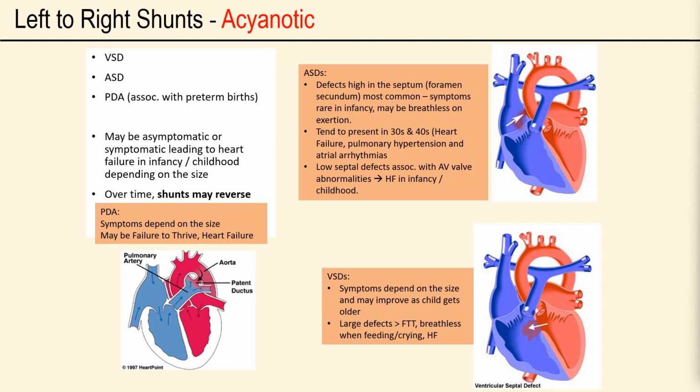Because all of these things allow for left to right movement of blood, because the left side of the heart is capable of producing high pressure, we are going to see a shunt from left to right and result in acyanosis.